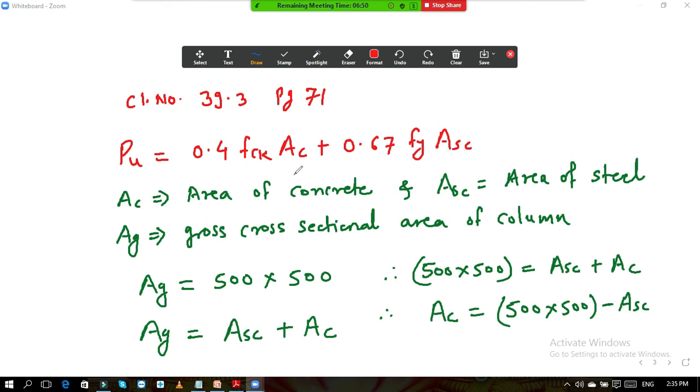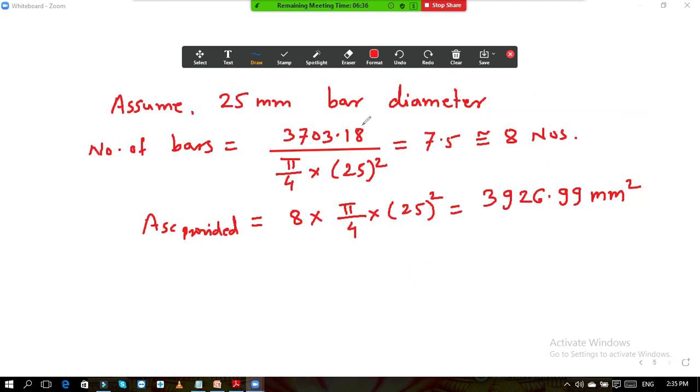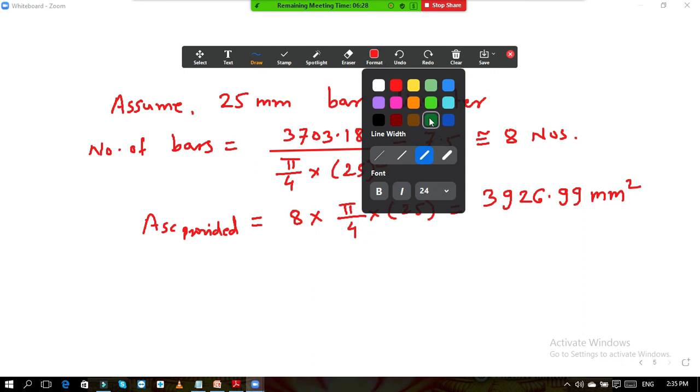In that we put the value of area of concrete in terms of area of steel, and from that we calculate the area of steel. Then we check that area of steel for minimum area of steel, and after it gets satisfied, we assume the number of bars and bar diameter, and then we provide the number of bars. Now after this, calculate the area of concrete also.